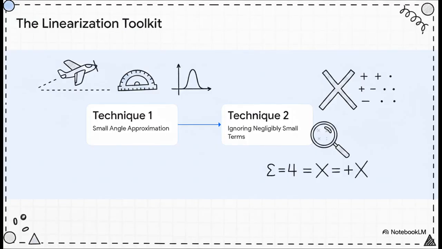So the 2 main tools in our linearization toolkit are what we call the small angle approximation and then the fine art of ignoring negligibly small terms. Let's break down each one.